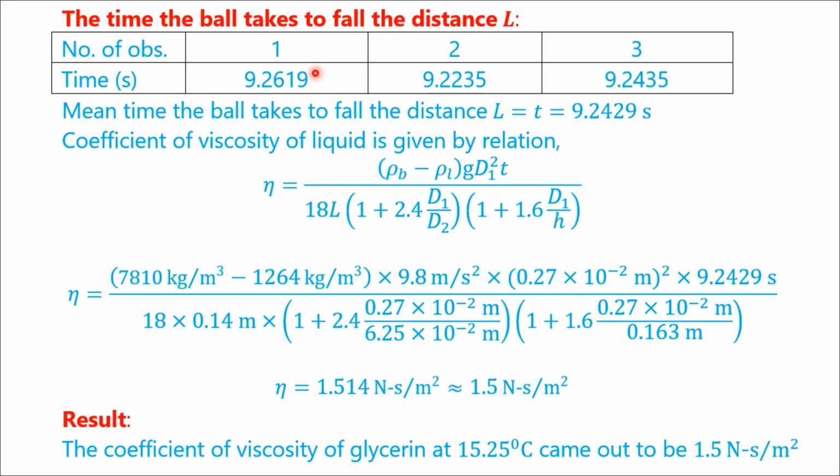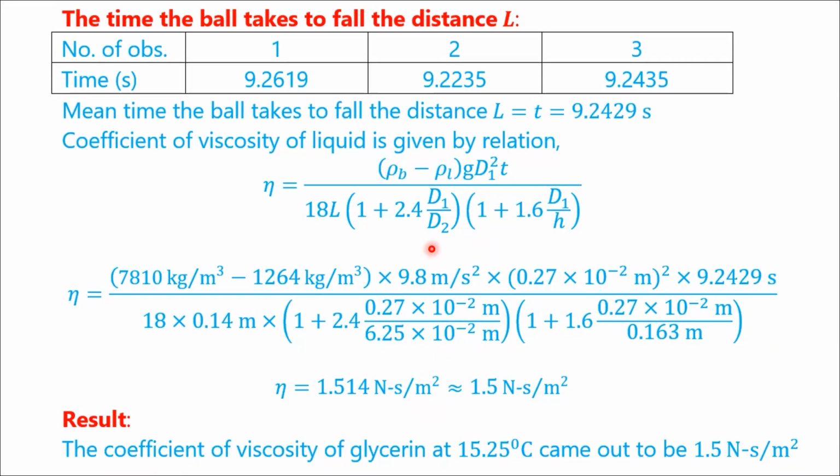We have measured the time of the falling ball 3 times and then taken the mean, which came out to be 9.2429 seconds. We have already discussed the relation to find the coefficient of viscosity of liquid, which was eta equal to (rho b minus rho l) g d1 square t divided by 18L into (1 plus 2.4 d1 over d2) into (1 plus 1.6 d1 over h).